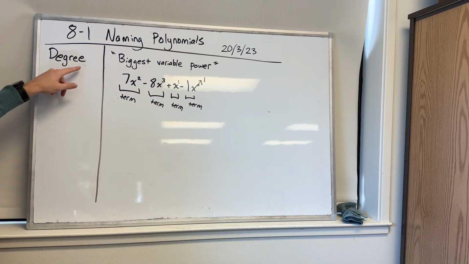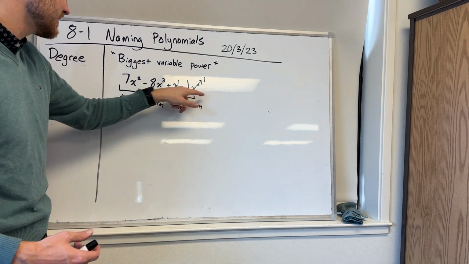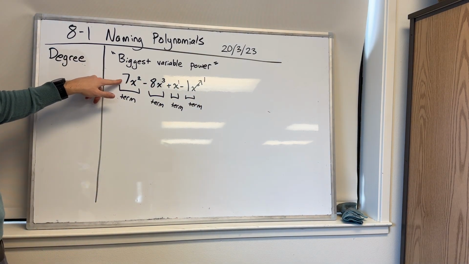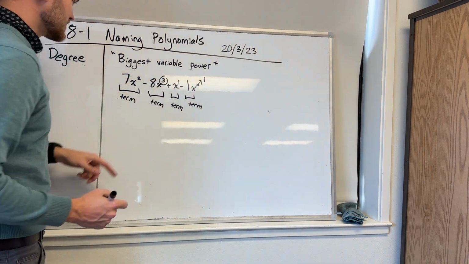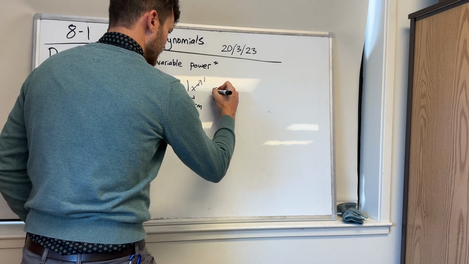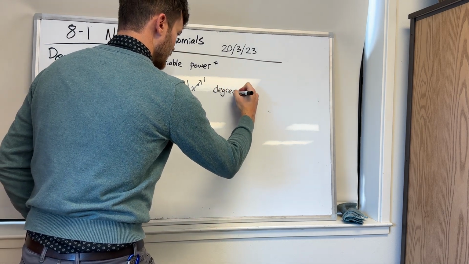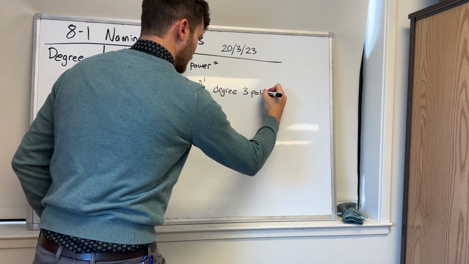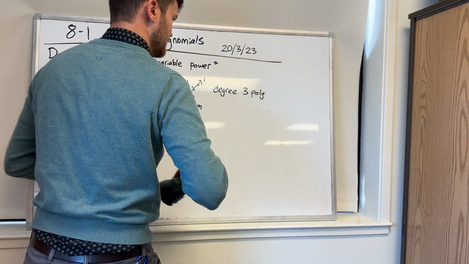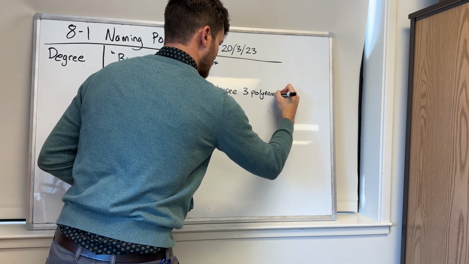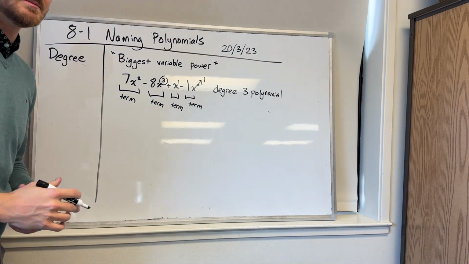Okay, if I'm talking about the polynomial, this entire thing in general, I say, okay, this entire polynomial, the biggest degree is that one, so this is a degree 3 polynomial. I can spell polynomial. Because that was the biggest power.